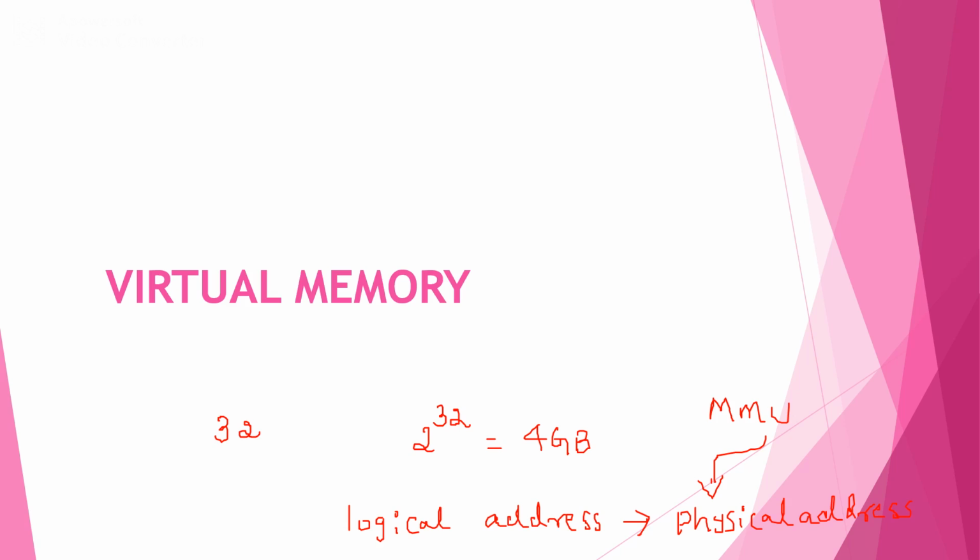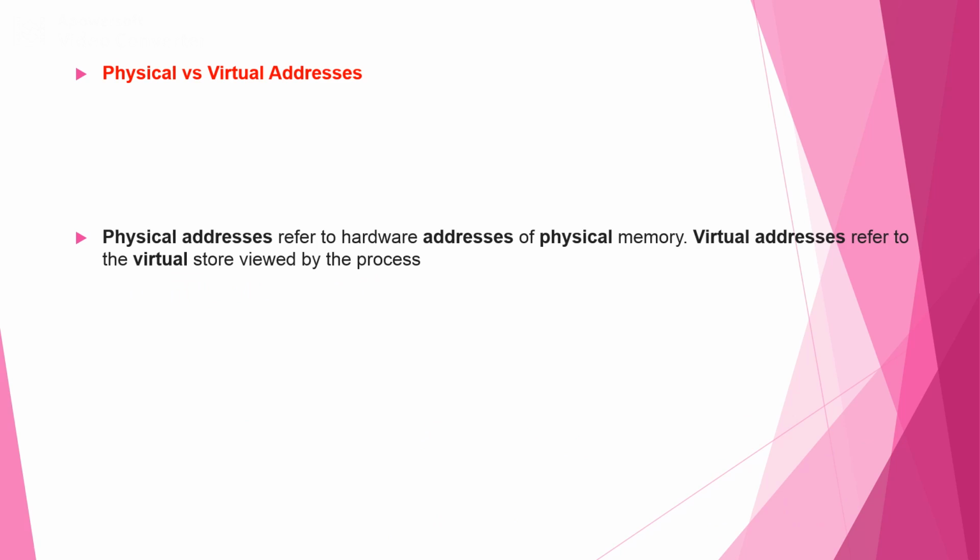The data transfer between main memory and the disk is carried out using the DMA technique. Once again, here also the data block can be exchanged between main memory and the disk, disk in the sense of the secondary storage, by considering the concept of DMA, that is direct memory access. Physical address versus virtual address. Physical addresses refer to hardware addresses of physical memory. Virtual addresses refer to the virtual store viewed by the processor. The binary addresses that the processor issues are called logical or virtual addresses. The logical address is then translated into physical address using a unit called the memory management unit.